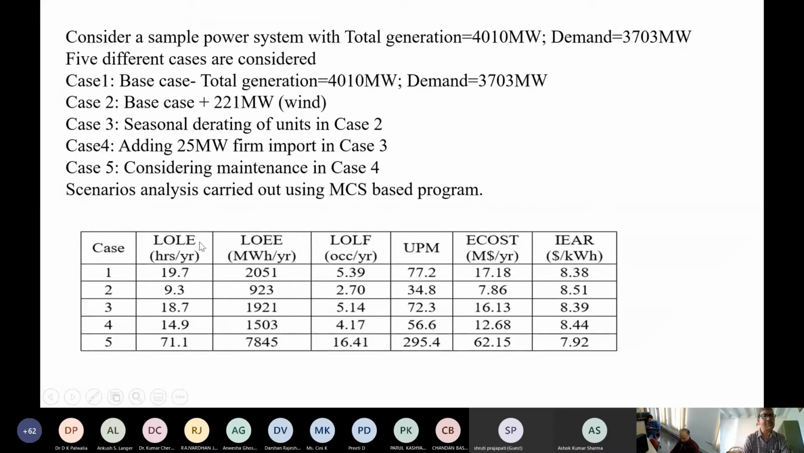Here loss of load expectation is calculated in hours per year because we followed the hourly load model. We followed the hourly load model for the whole 8,760 hours, that is the number of hours in a year. Therefore, this LOLE comes out in hours per year. If we had followed the daily peak load model, then it would have been in days per year. And days per year cannot be directly translated into hours per year by simply multiplying by 24. No, you can't do that.